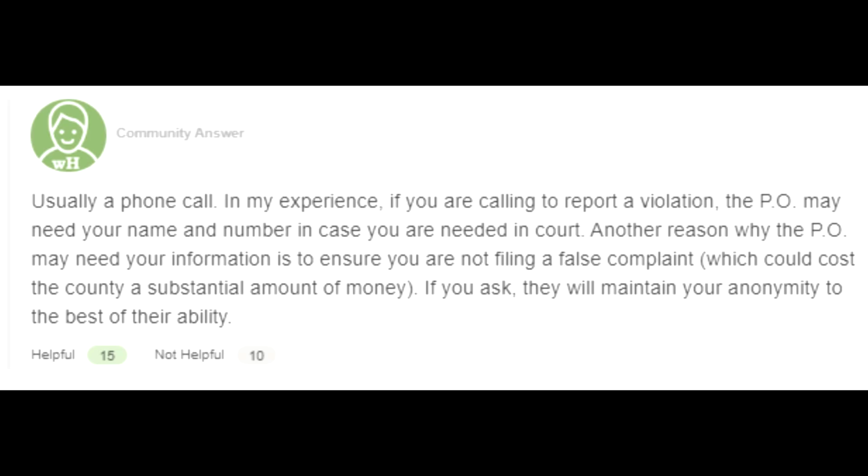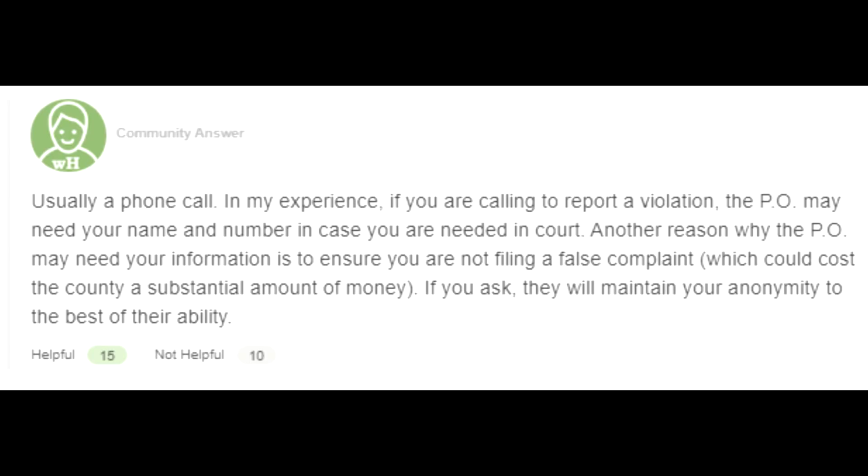Whoever's answering this has done their fair share of telling. If you are calling to report a violation, the PO may need your name and number in case you are needed in court. Another reason the PO may need your information is to ensure you are not filing a false complaint, which could cost the county a substantial amount of money. What about the individual who gets locked up for something they didn't do? Hopefully they're talking about with that substantial amount of money, the lawsuit that could ensue afterwards. If you ask, they will maintain your anonymity to the best of their ability. 15 snitches like this, 10 people said boo.